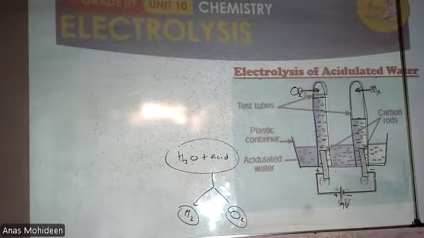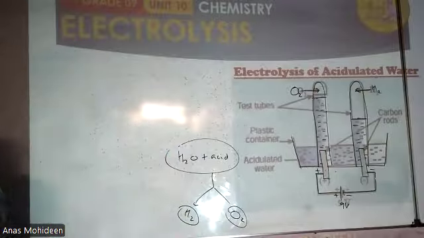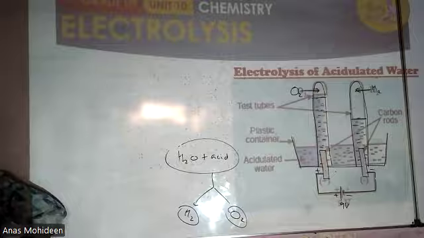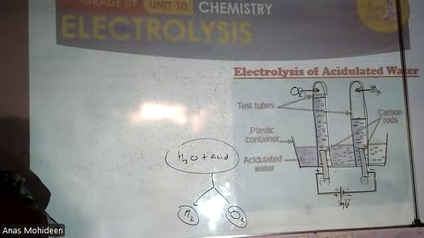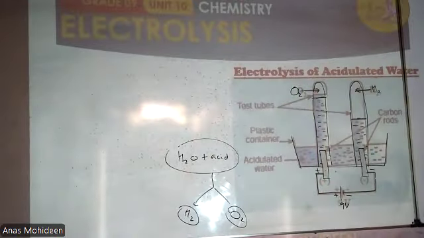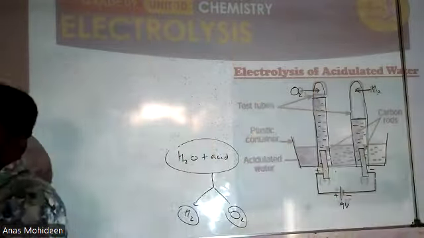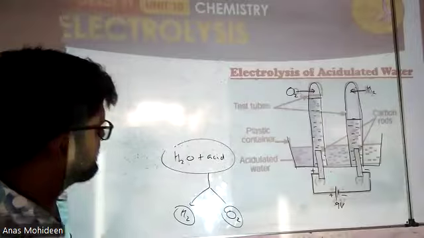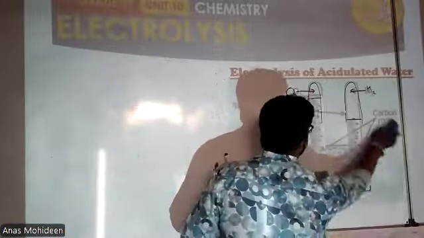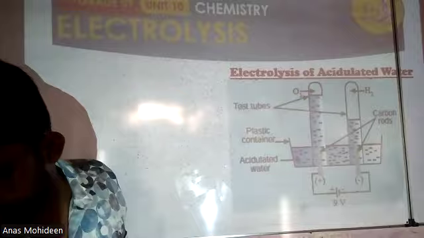And then within bracket right there, we write: the volume of hydrogen gas collected is twice the volume of oxygen gas collected.